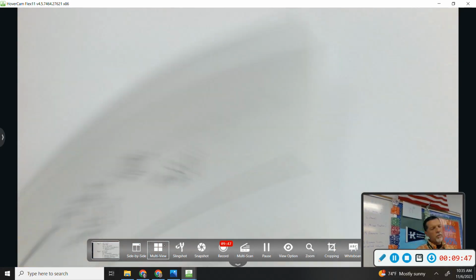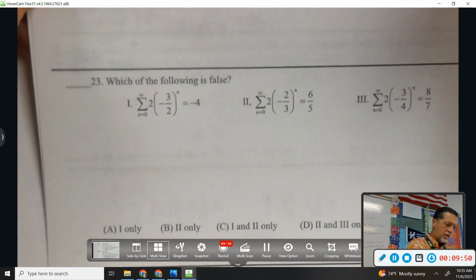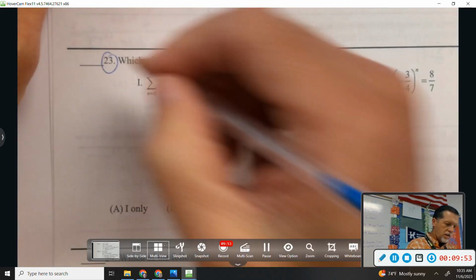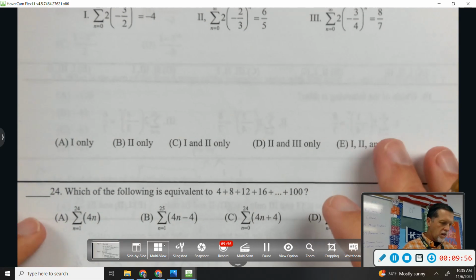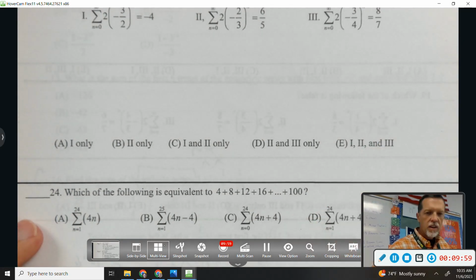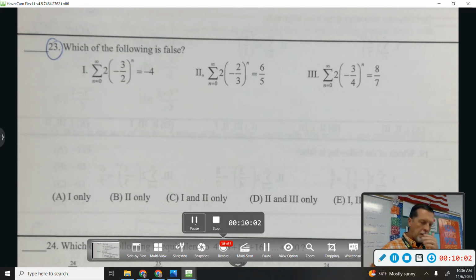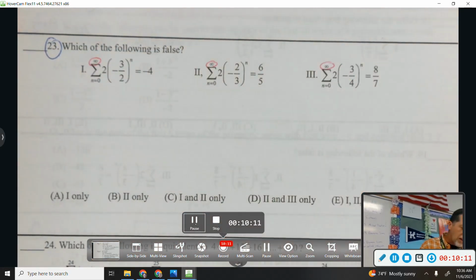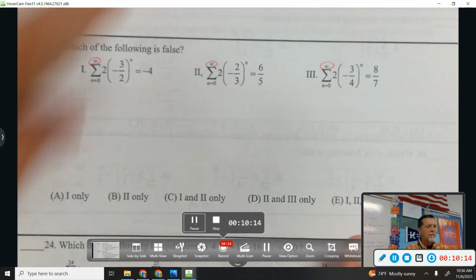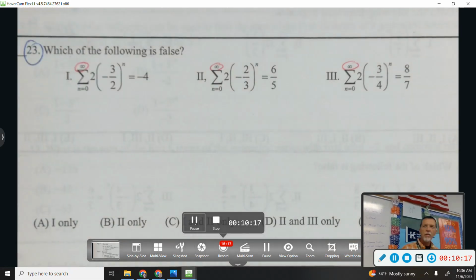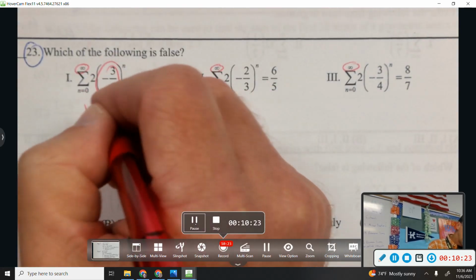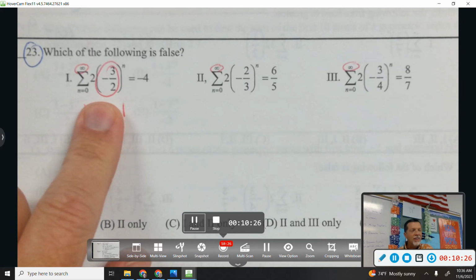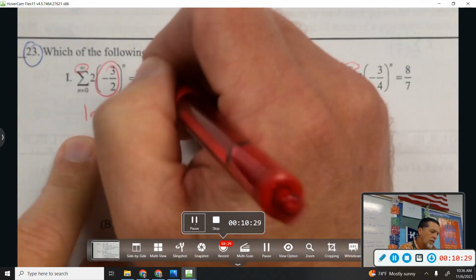Twenty plus 3 is 23. Which of the following is false? Okay, let's see. That's infinite, infinite, infinite. One of those I can tell is false right away. Do you know which one and why? First one. Why is the first one false? Because the absolute value of r is greater than 1. Yeah, r is bigger than 1. Those terms are getting bigger. So there is no infinite sum. So that is definitely false.